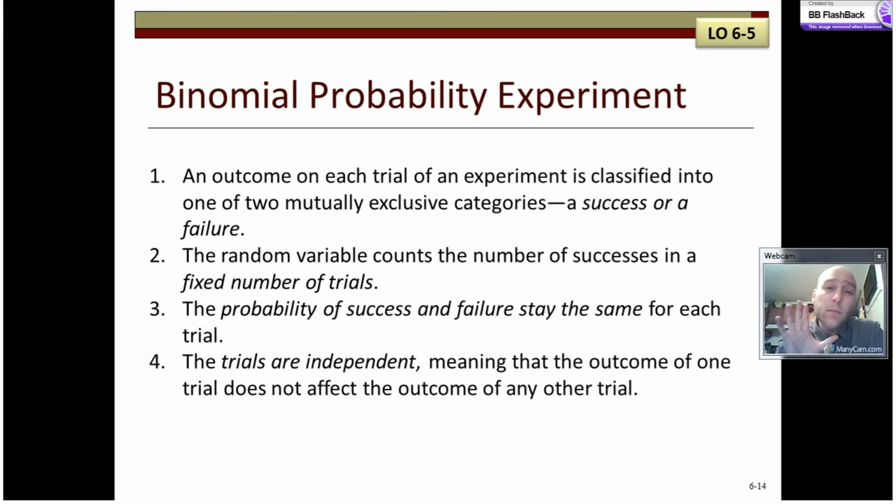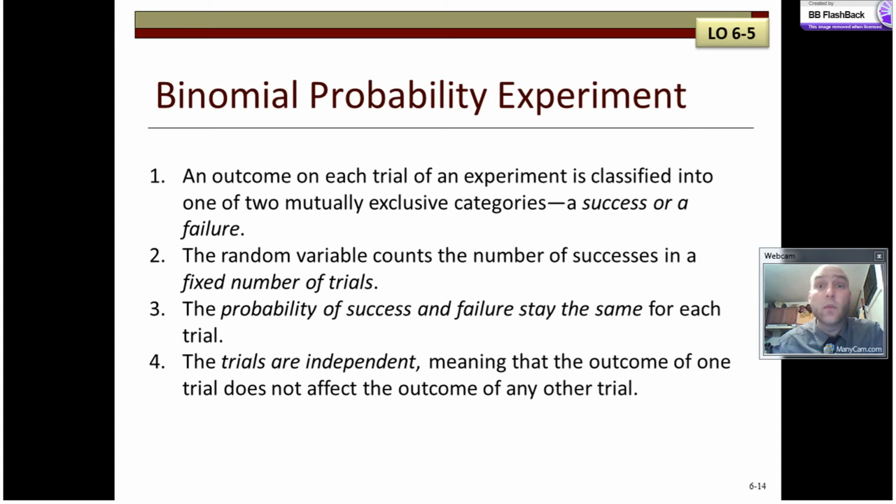For an entire binomial probability experiment, we're going to see most of the same things, but there's one thing that we add to this that really makes it different. Number one, the outcome on each trial of an experiment is classified into one of two mutually exclusive categories, a success or a failure. We already said that. Here's where the experiment thing really takes hold. We're going to talk about the random variable counts the number of successes in a fixed number of trials.